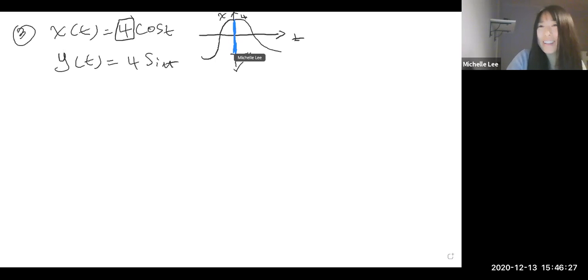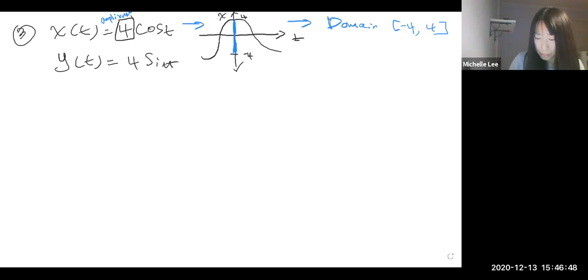This much, right? Okay, so we call this the amplitude in trigonometry. Then the domain will be negative 4 to 4. Okay, let us talk about the range.